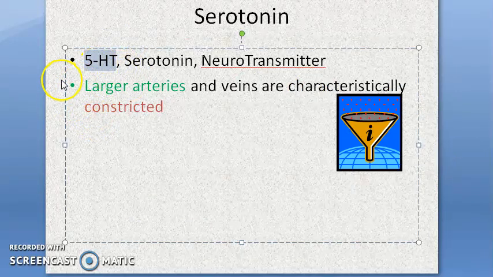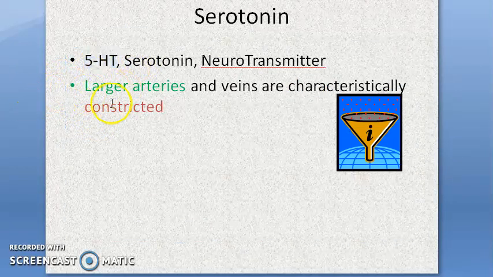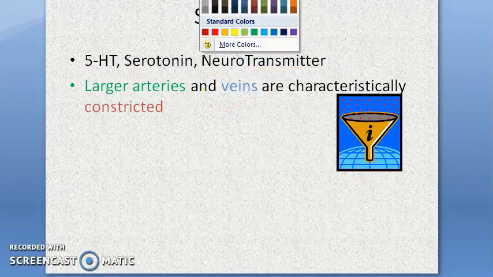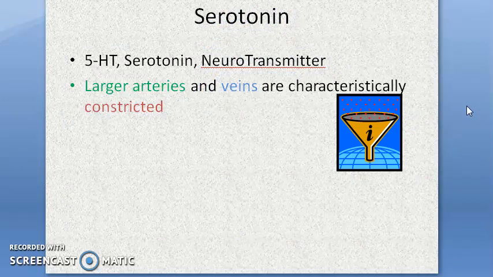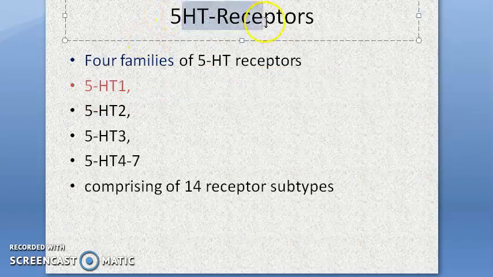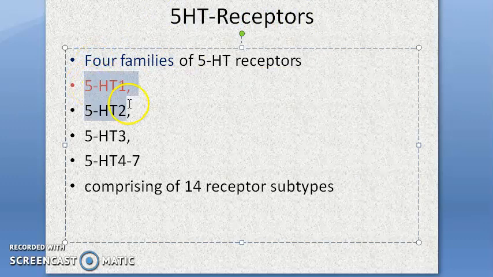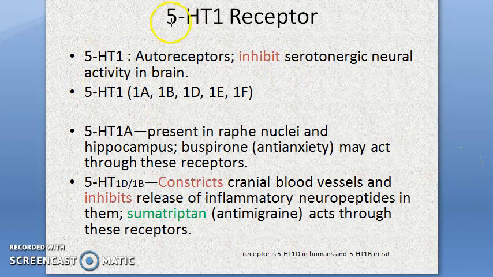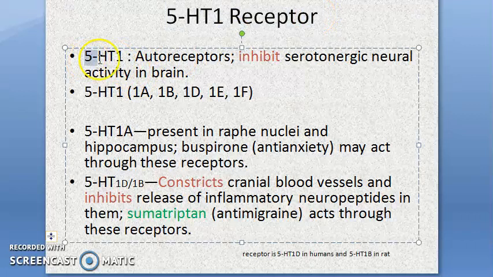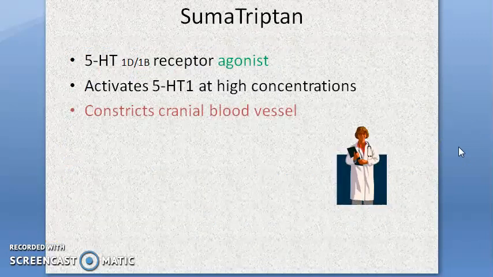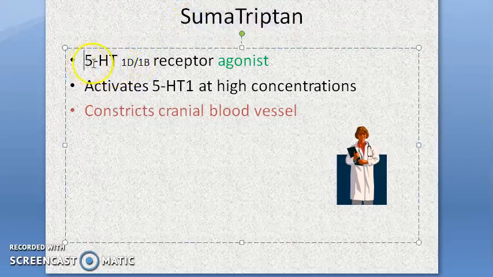Just to give a brief about what 5-HT is, it is serotonin, a neurotransmitter. Basically, it helps in constriction of large arteries and veins. 5-HT2 receptors, there are 4 families here, not required for you. Moving on, 5-HT1 receptor, under which you have so many categories. We are concerned mainly about 5-HT 1D/1B. Sumatriptan is a 5-HT 1D/1B receptor agonist.